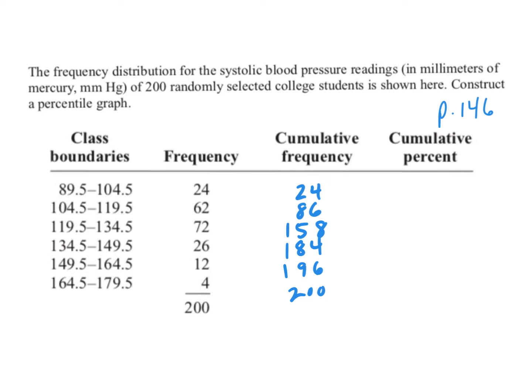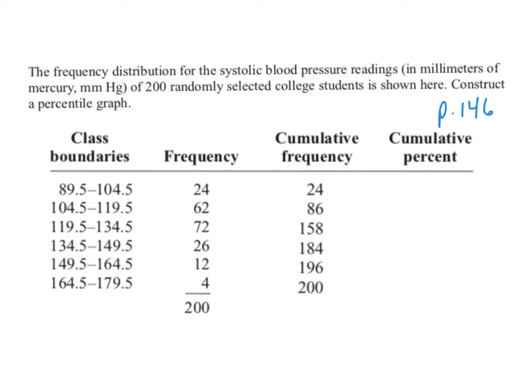Now, in a cumulative frequency distribution, oftentimes we stop here. When we would do a relative frequency distribution, we would often convert it to a decimal. In this case, for a percentile graph, we're going to convert it into a percent. So everything that we're doing here is really the same from chapter 2.